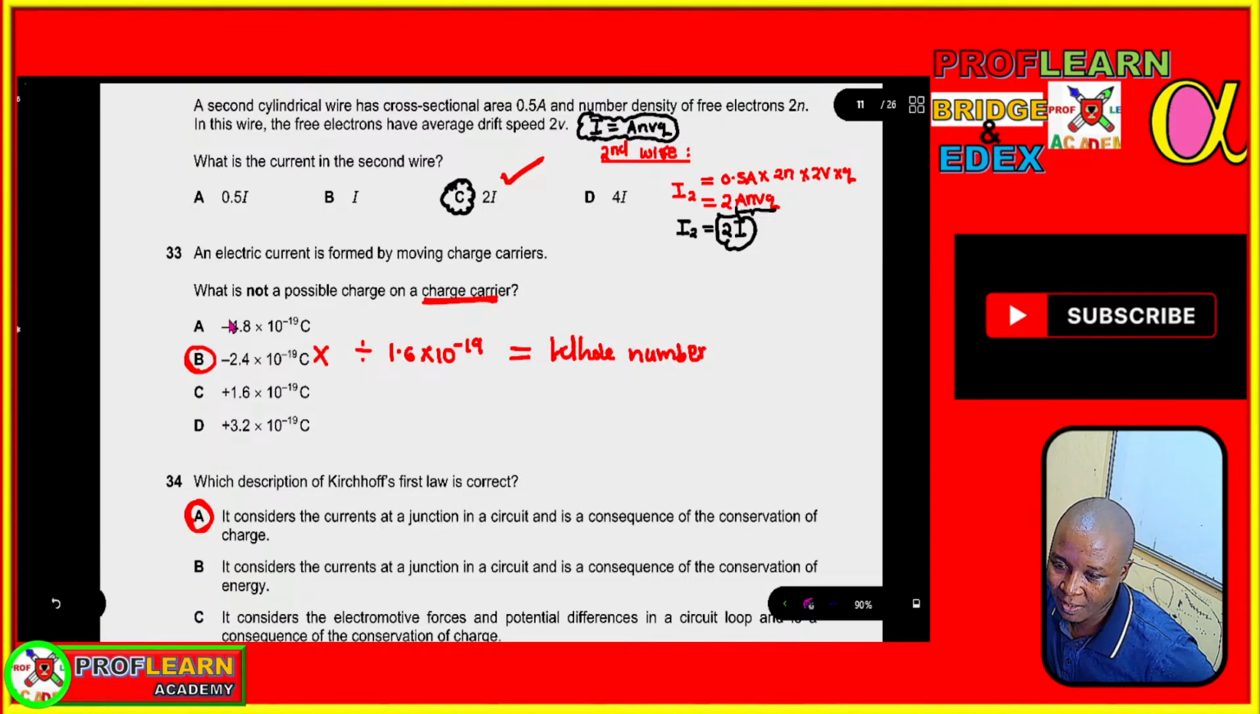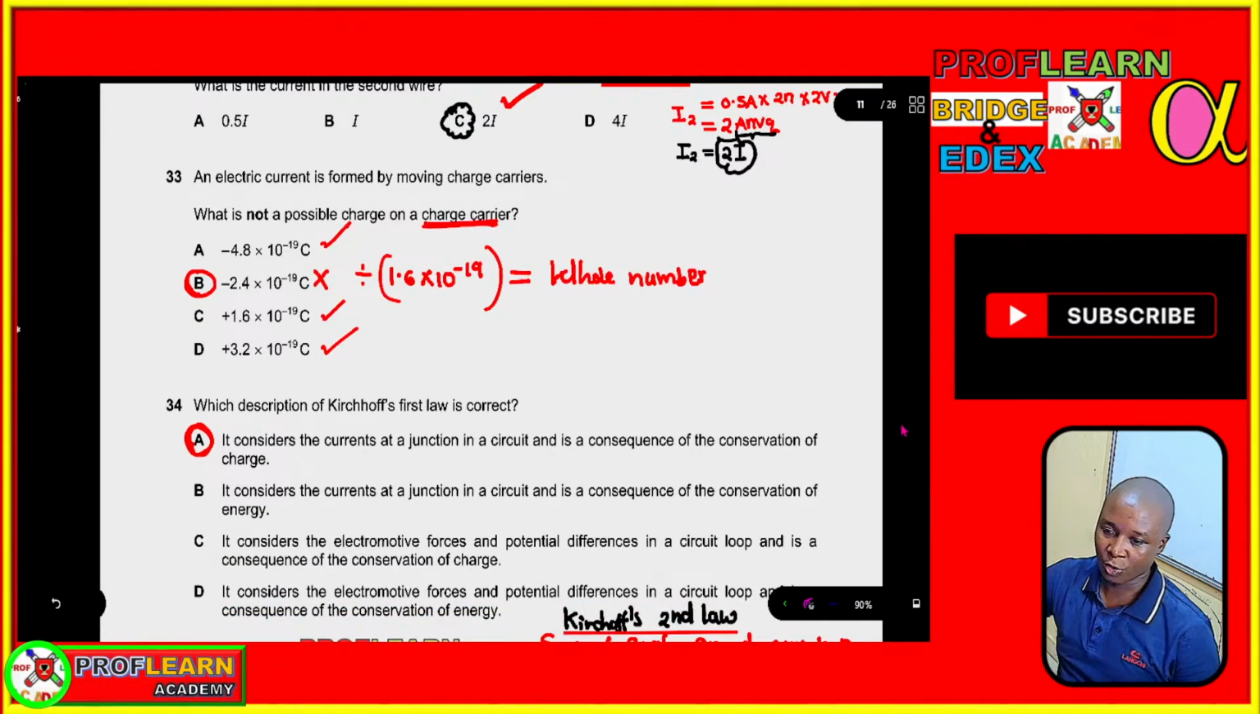So you are going to take every value that you have here and divide by the charge of one electron, and you'll realize that this one gives you a fraction, and it does not give you a whole number. Everything else will give you a whole number, this will give you a whole number, this will give you a whole number, but this one will not. So charge cannot be negative 2.4.